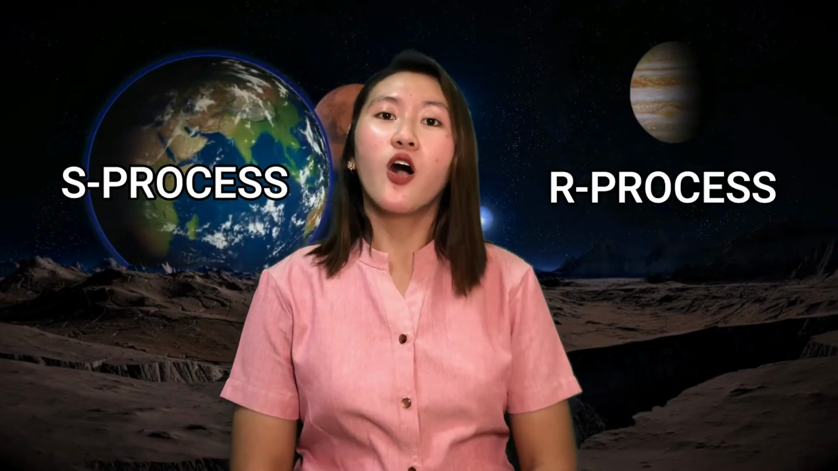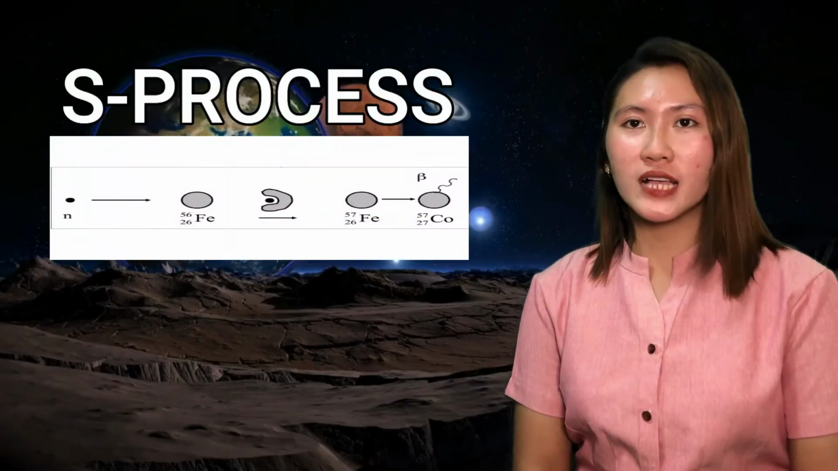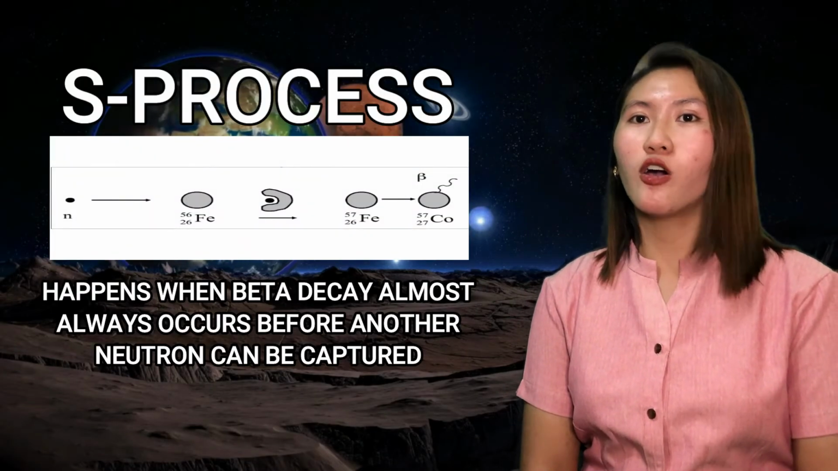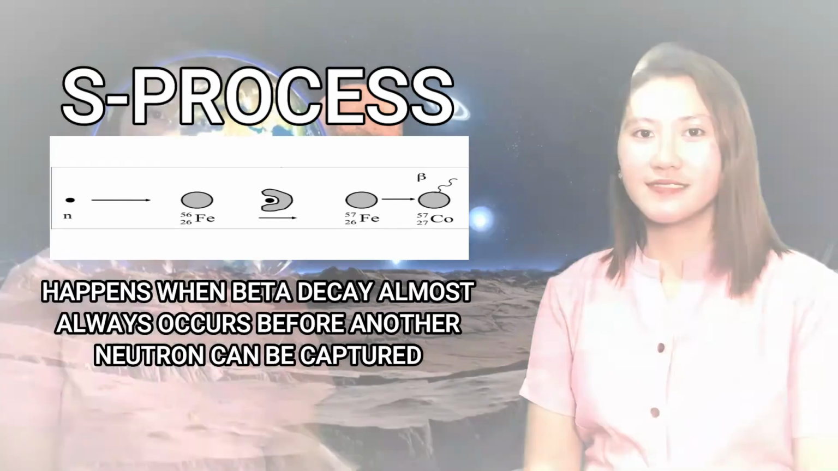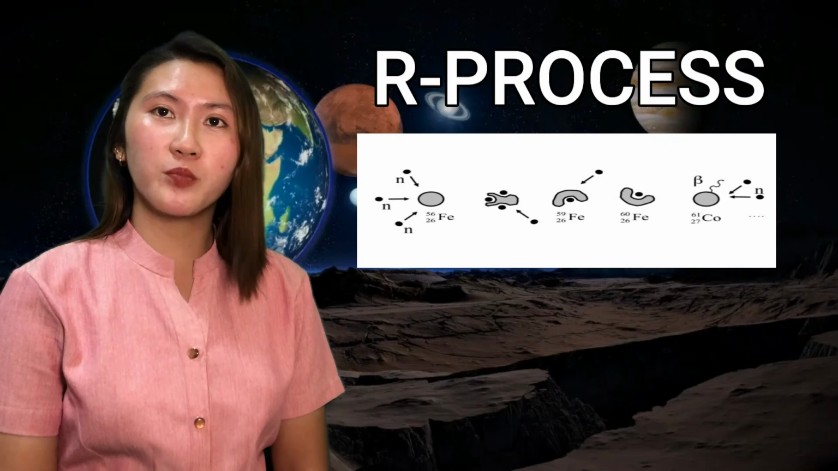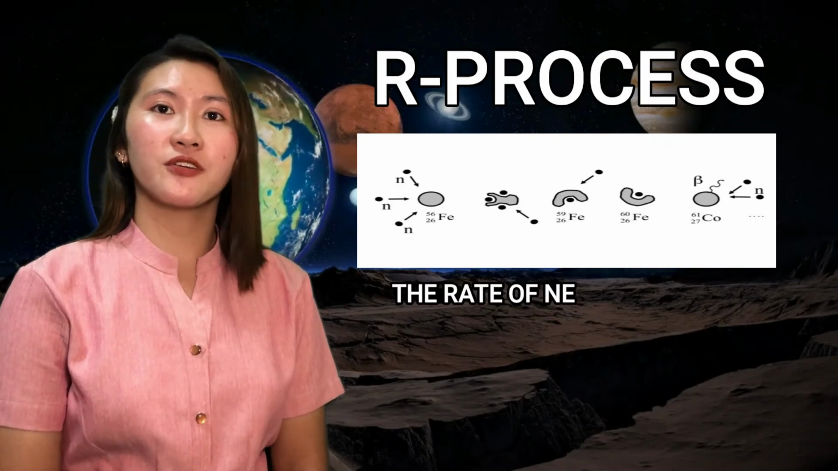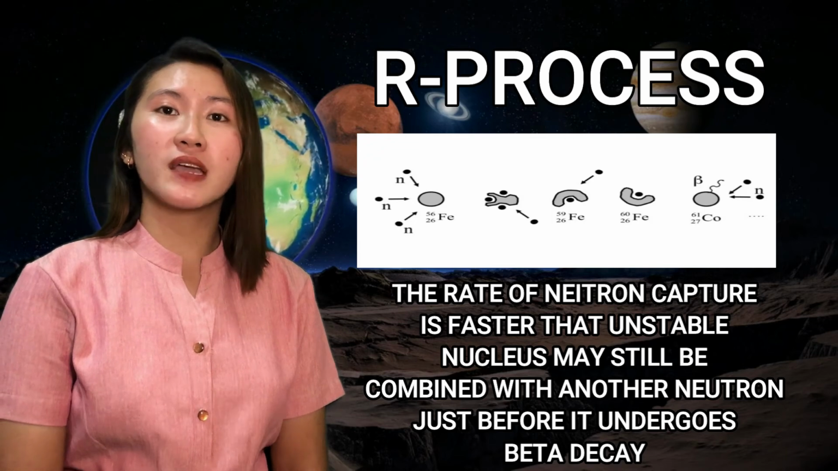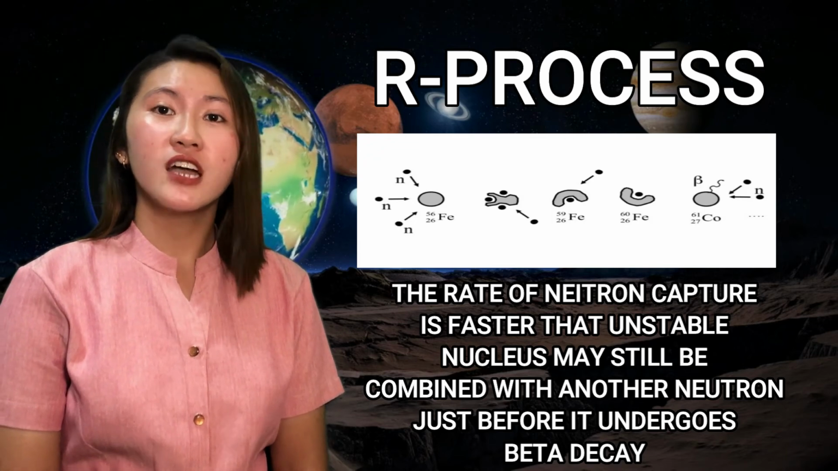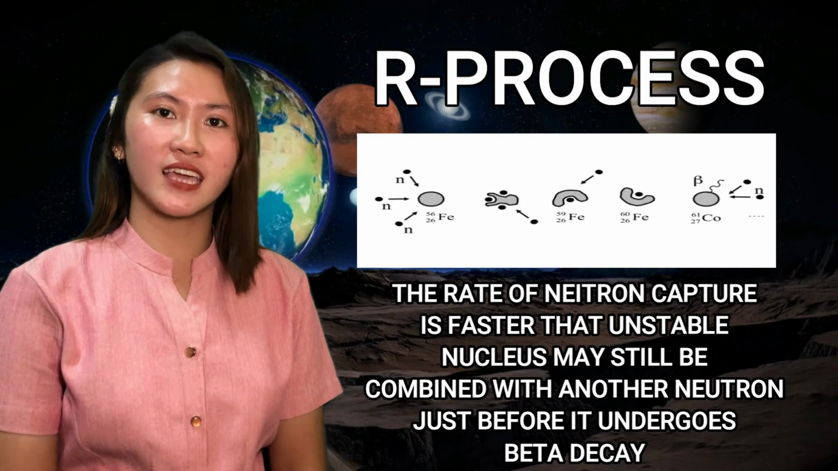Neutron capture has two processes. First is the S process, or the slow process, and the second is the R process, or the rapid process. The S process happens when beta decay almost always occurs before another neutron can be captured. The R process, on the other hand, means that the rate of neutron capture is faster, so that an unstable nucleus may still combine with another neutron just before it undergoes beta decay.